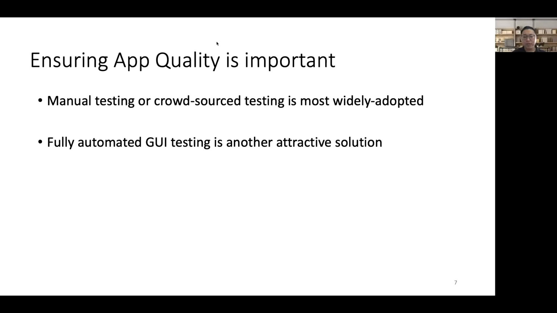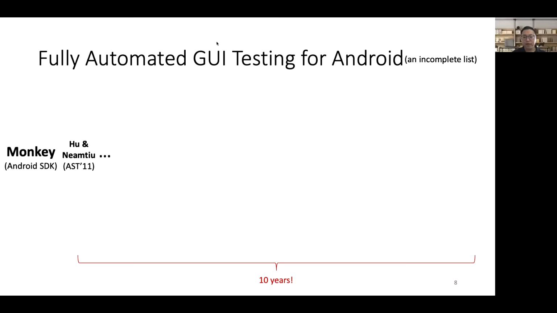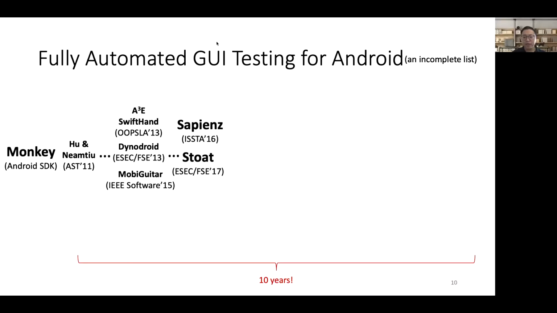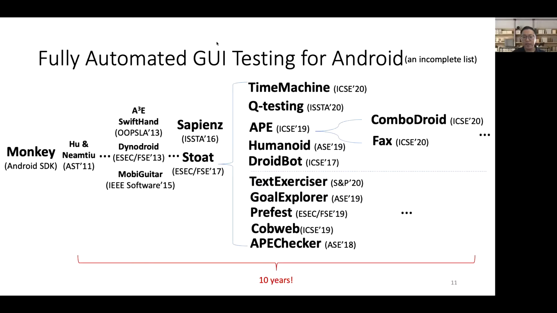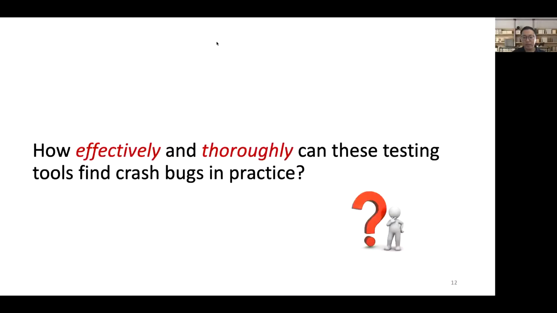Manual testing or crowdsourced testing is the most widely adopted method to validate app correctness. On the other hand, fully automated GUI testing is another attractive solution. In fact, there has been tremendous continuous progress on improving automated GUI testing in the past decade. For example, at the beginning, Monkey was the only testing tool. Later, Sapienz and Stoat appeared and became the well-known baseline techniques. And recently, many new testing tools have been developed.